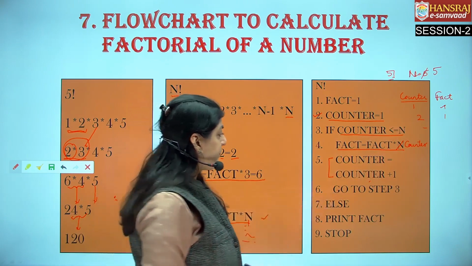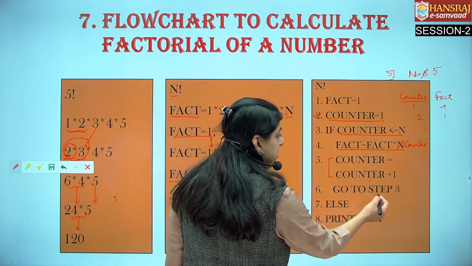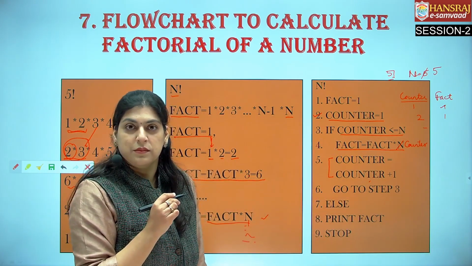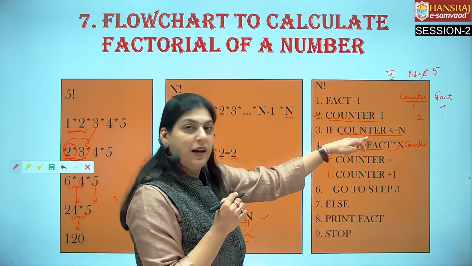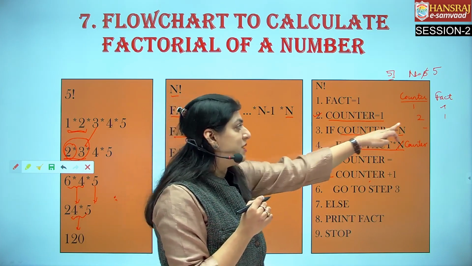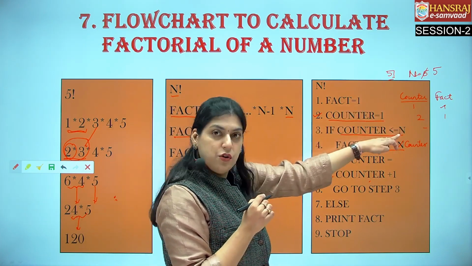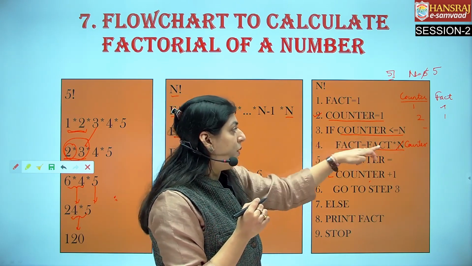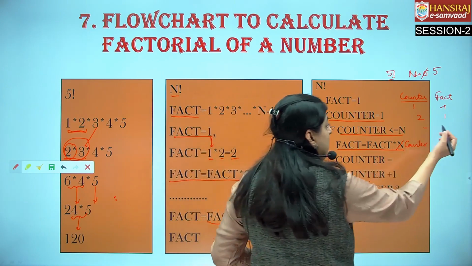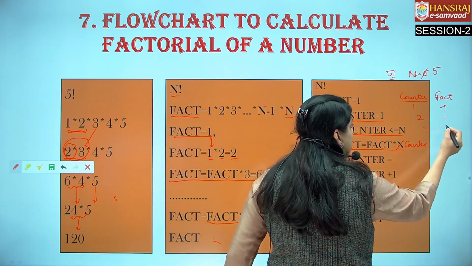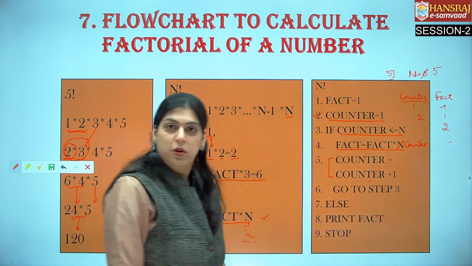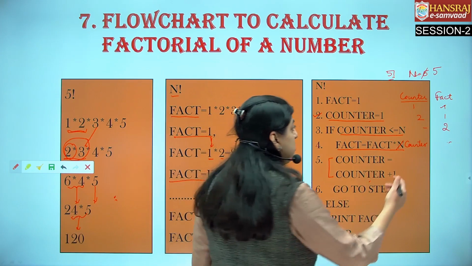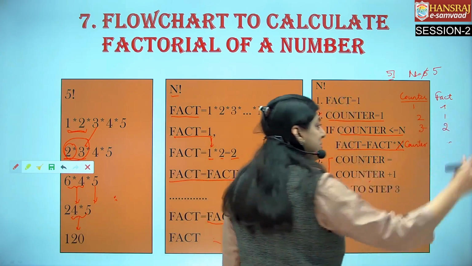Now you see, this goes to step 3. So it will go to this step, right? It will check the condition. Okay, counter is 2, less than 5, true. So it will enter this statement, right? Now it is again going to calculate the fact. So fact will be 1 multiplied by 2, that is 2. Okay, and then we are incrementing the value of counter. So we will get the value of counter as 3.